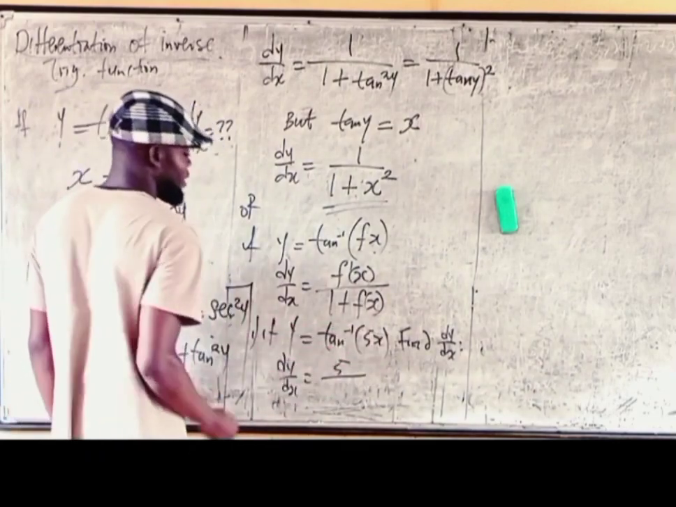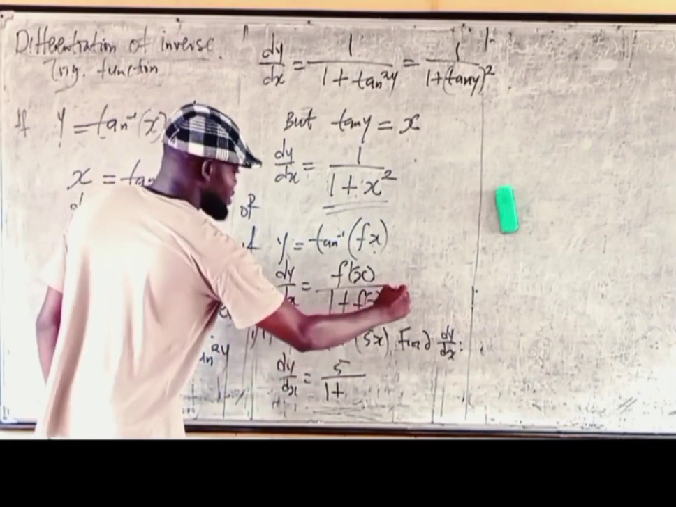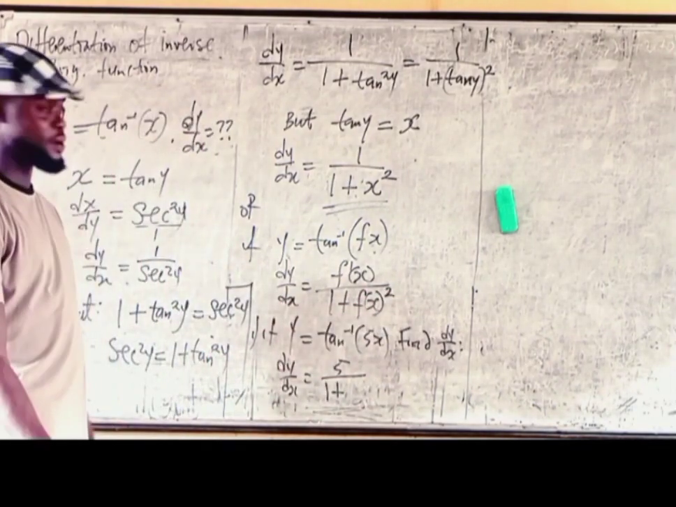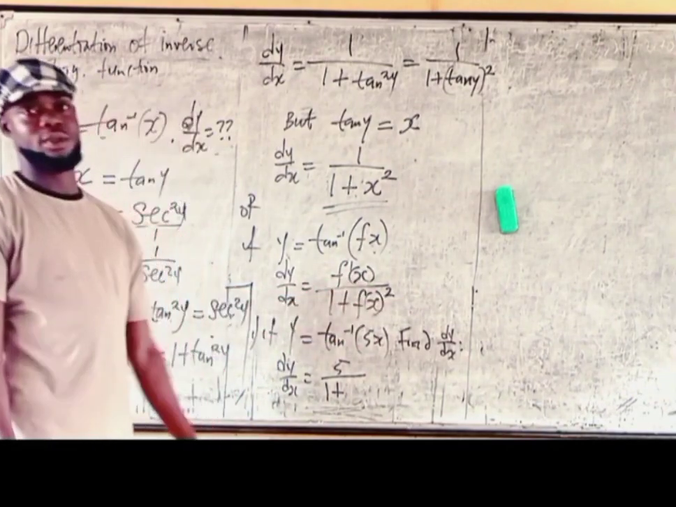5 all over 1 plus f of x, then you square it. Yes, the f of x is carrying a square. Just take a look at that. It is f prime of x all over 1 plus f of x squared, the power 2. Take a look at that.